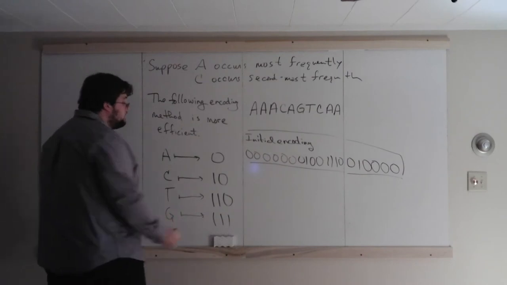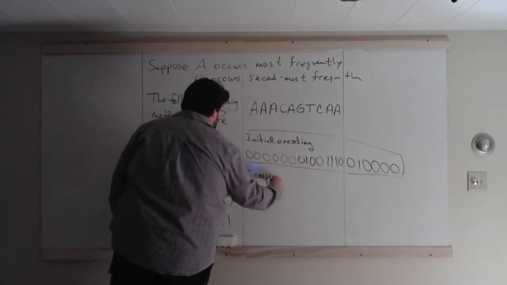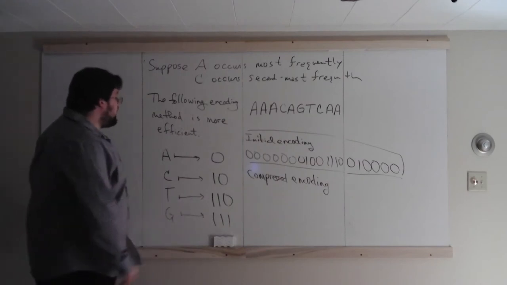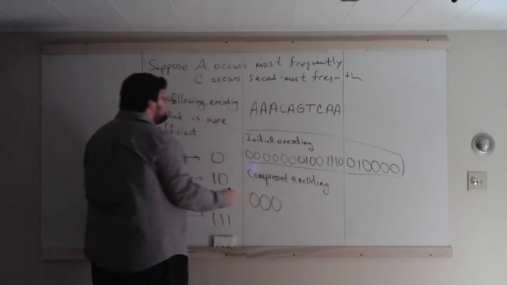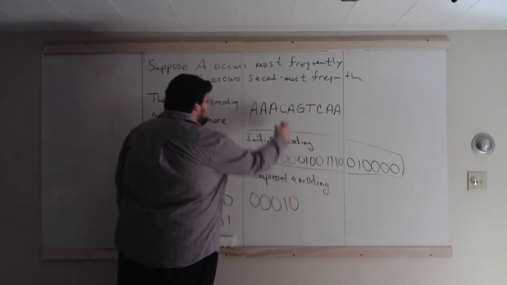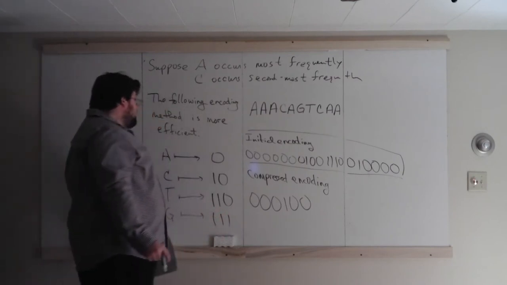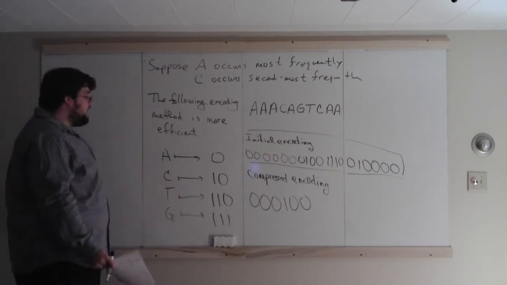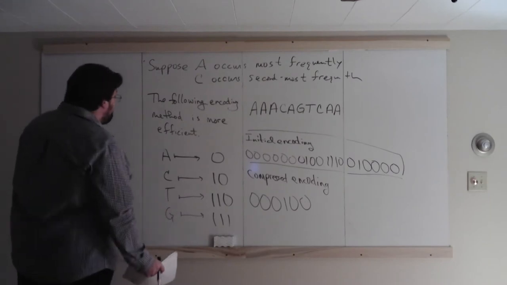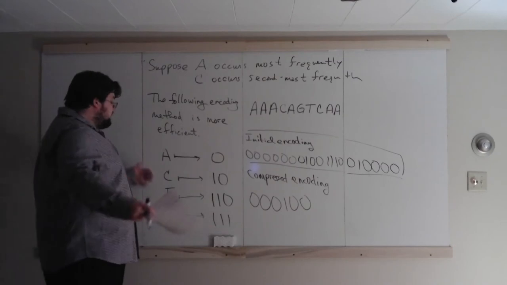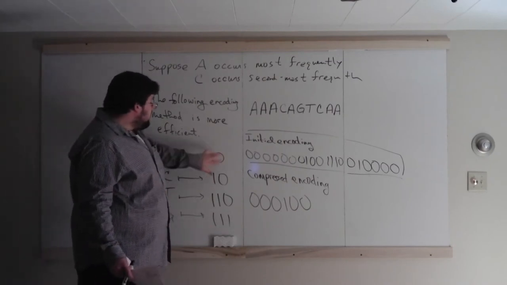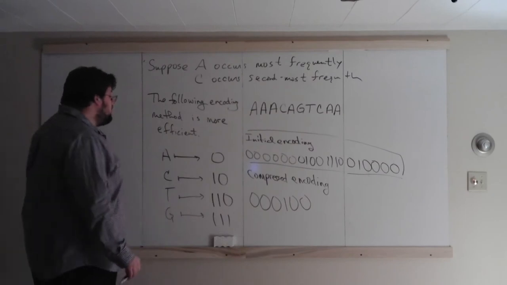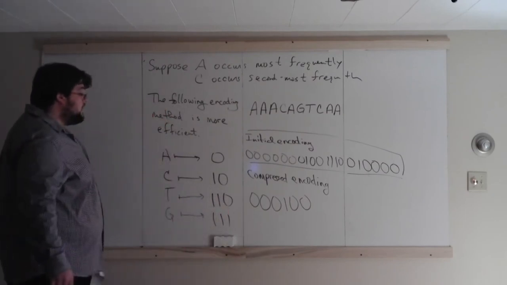Now with this new method, so I'll call it compressed encoding, would give us the following. So A is 0. There are three A's at the beginning, so 0, 0, 0. C is 1, 0. A is another 0. G, now, T and G used to be, we used to use two characters for each of T and G. Now we're using three. But notice A occurs most frequently, so there is a chance that using one character instead of two for each A will make up for using three instead of two for T and G.